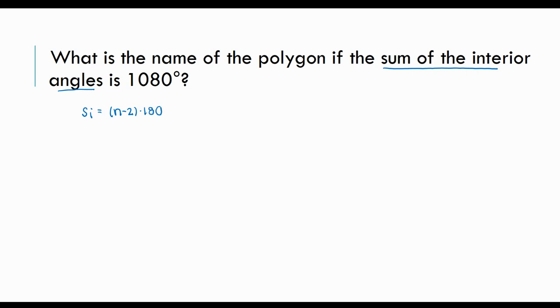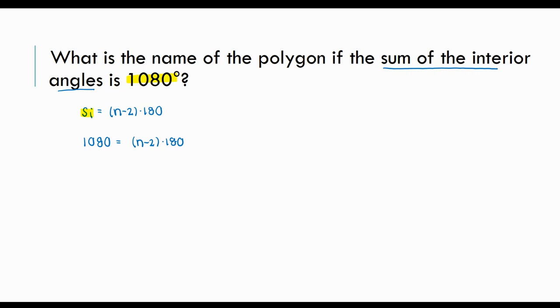So because I don't know what the polygon is, I cannot substitute anything in for n. However, they are telling me what all of the angles add up to. So they're actually giving me that S sub I. So we're going to set up an equation where 1080 is going to equal n minus 2 times 180. And now we're going to solve for n. So in order to solve this problem, I got to get n by itself.